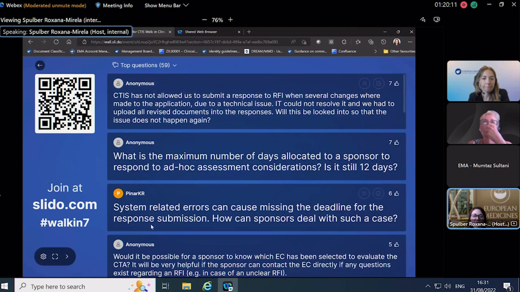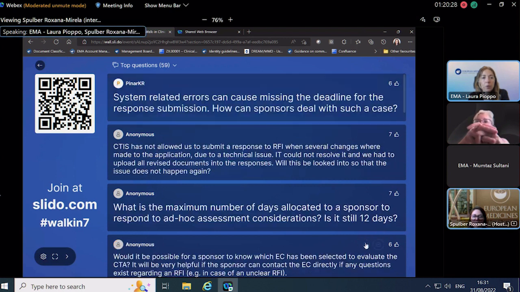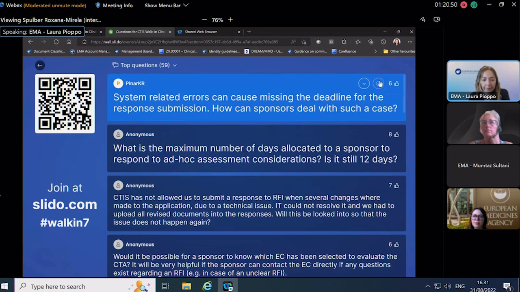I think your answer also relates to the third question that we see on the screen, the system-related errors, and how can sponsors deal with such case. I think yeah, they are connected. They are connected, and please also raise all the issues via the service desk, because it's our way then to track the request and keep different teams informed on the status and the resolution. We have basically daily meetings with the technical team and with the business analyst, and we follow the tickets that are raised via the service desk. So that's the only way then to be in contact with us and for us to follow the issue internally.